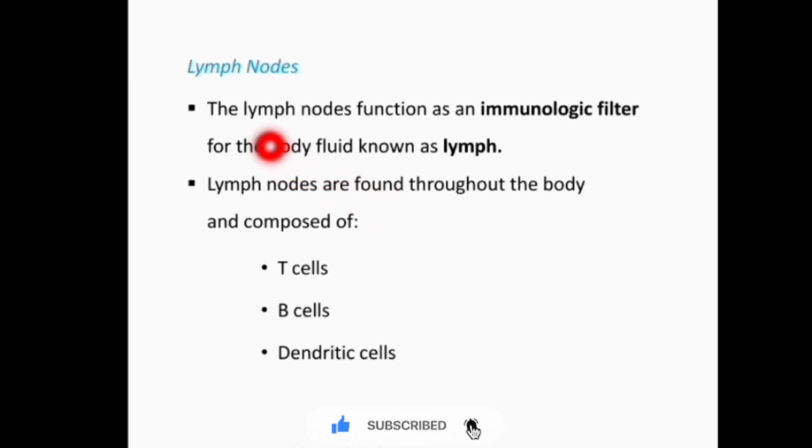The lymph nodes function as an immunologic filter for body fluid known as lymph. Lymph nodes are found throughout the body and are composed of T cells, B cells and dendritic cells.